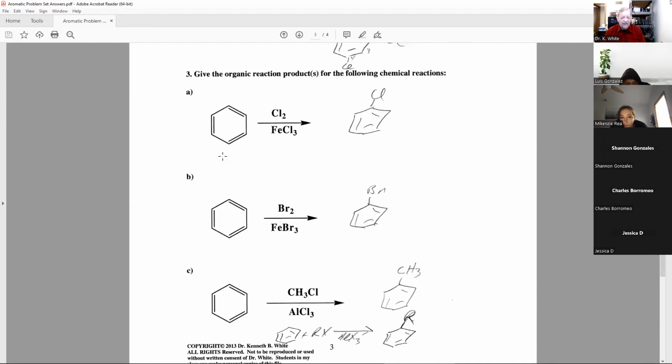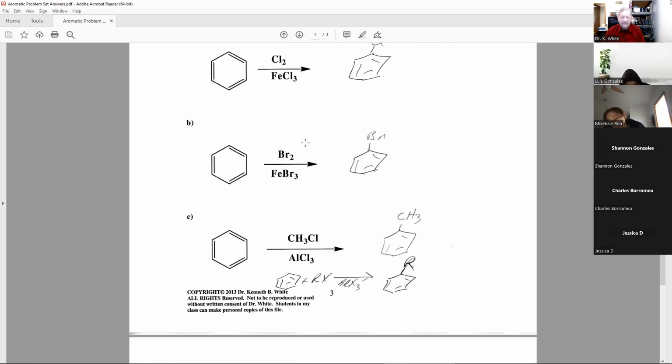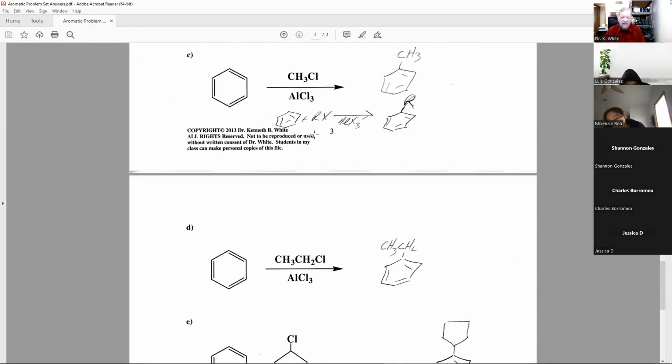And the first one is a benzene ring, Cl2, FeCl3, and this is halogenation, and you put a chlorine on there. Here we put bromine. Don't forget the lines or circle inside the cyclohexane ring, which makes it aromatic benzene. And here I have Friedel-Crafts alkylation.